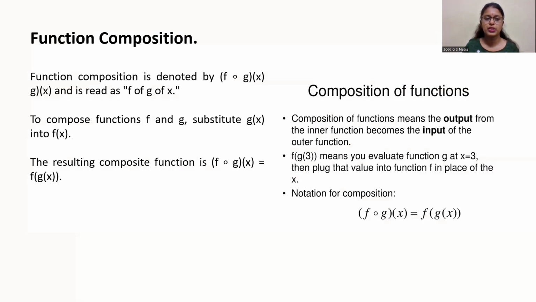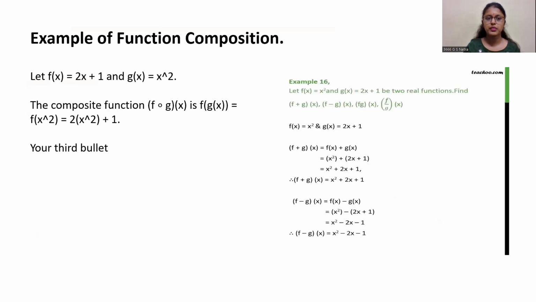Next, function composition. Function composition is denoted by f ∘ g of x and is read as f of g of x. The composition of functions f and g substitutes g of x into f of x. The resulting composition function is f ∘ g of x equals f of g of x.